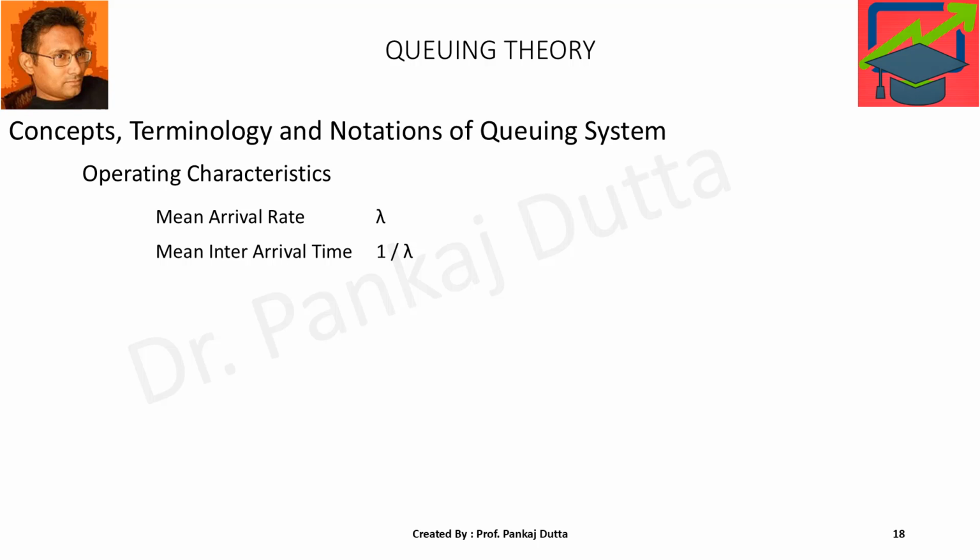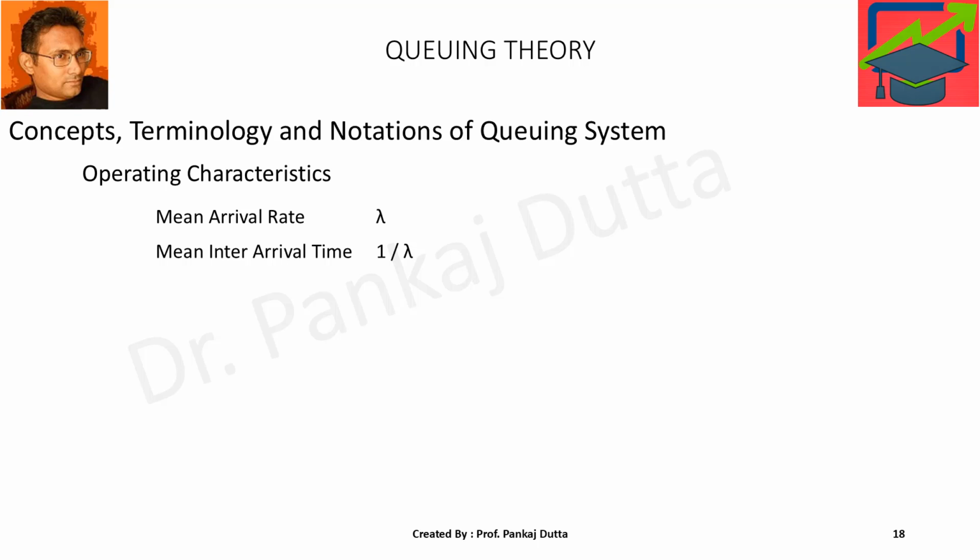Operating characteristics are the different attributes of a queuing system, and a clear understanding of these concepts is necessary to analyze queuing models. The first two operating characteristics that we will discuss are arrival rate and inter-arrival time. We already have some idea about these two, but let me explain again. Mean arrival rate is the average number of customers who join the queue from the input source. It is usually denoted as lambda.